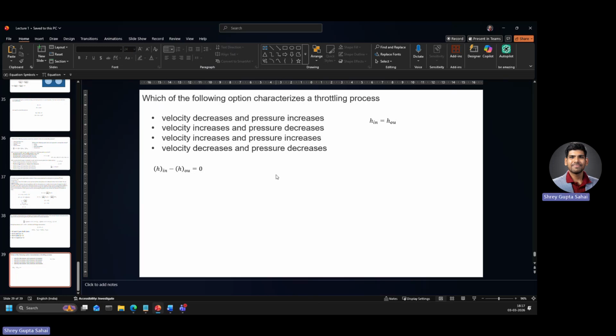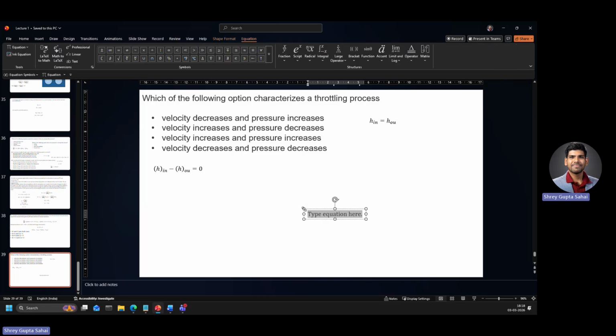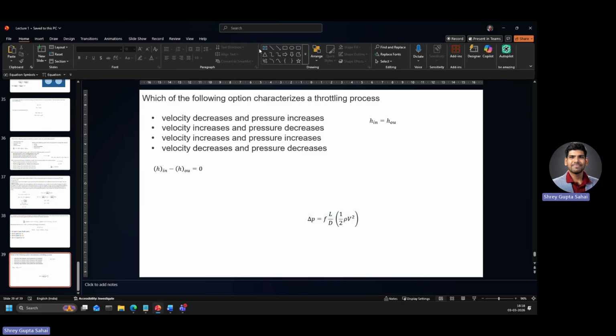See, what is flow restriction? Let's try to understand what flow restriction is, and that would require us to actually discuss the Darcy friction factor. Essentially, this equation, which you might be aware of, delta P equals f L by D, times half rho V squared. So if I may say, a long pipe is also a throttling process. Mind that. Okay, what are throttling processes?